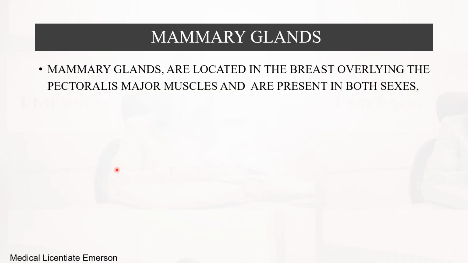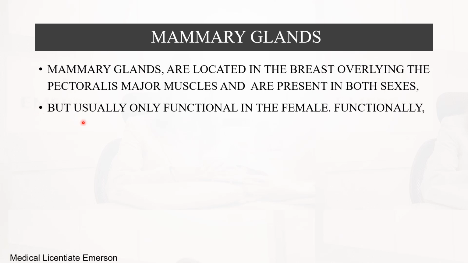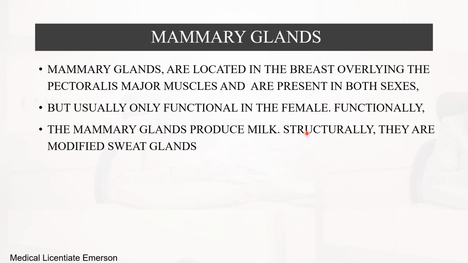Okay, apart from that, we are now done with the female reproductive system. Let's look at the accessory organs. The mammary glands are the best accessory organs to look at. The mammary glands are located in the breast, overlying the pectoralis major muscles, and are present in both sexes. That's what you have to know. Even though they are located in both sexes, they are usually only functional in the female. Functionally, the mammary glands produce milk. Structurally, they are modified sweat glands. So in short, we are talking about two things here. Functionally, they produce milk. Structurally, they are modified sweat glands.